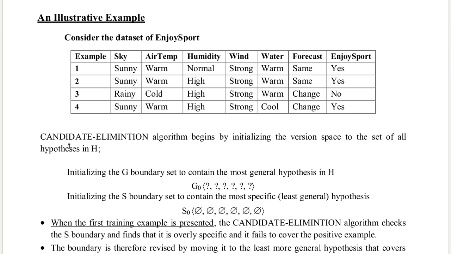The first step is to initialize G boundary and S boundary. Since we are considering the 6 attributes, we will be having 6 placeholders in G and S hypothesis. Let us start with the G. G is the general hypothesis which indicates any value is acceptable. Hence G0 contains 6 question marks, indicating that any value for the 6 attributes is acceptable.